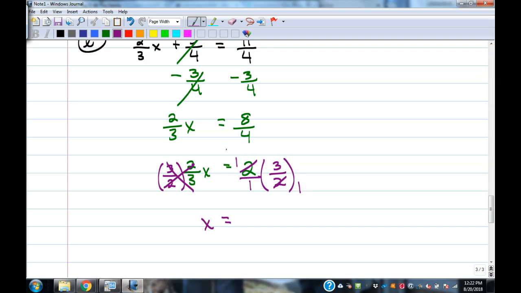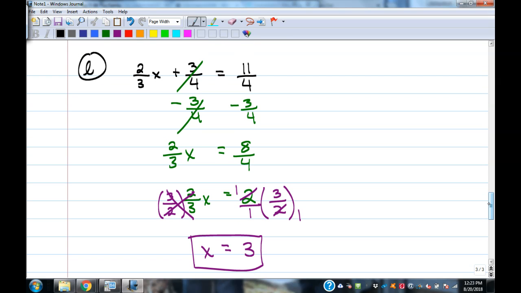1 times 3 is 3. 1 times 1 is 1. So x is equal to 3. If you just multiplied straight across, what's 2 times 3? 6. 1 times 2, 2. What's 6 divided by 2? 3. Same thing. Okay. As long as you're reducing it to the lowest terms at the end, that's what you got to be able to do with fractions. Make sure you reduce.